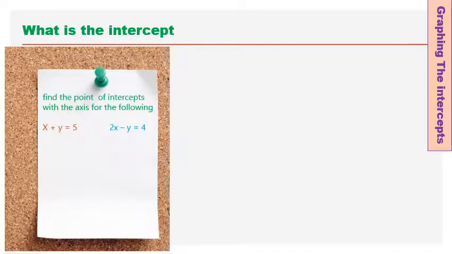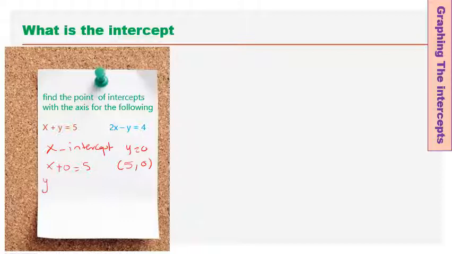So now we want to find the intercepts of these 2 lines, and then graph these 2 straight lines. The first straight line is x plus y is equal to 5. We want to find the intercepts. If I want to find the x-intercept, the y is 0. So x plus 0 is equal to 5, so your x is 5. So the x-intercept will be x is 5 and y is 0.